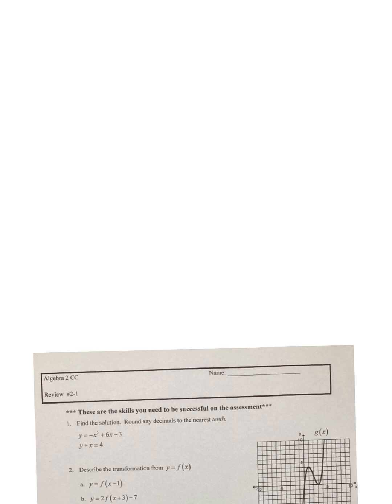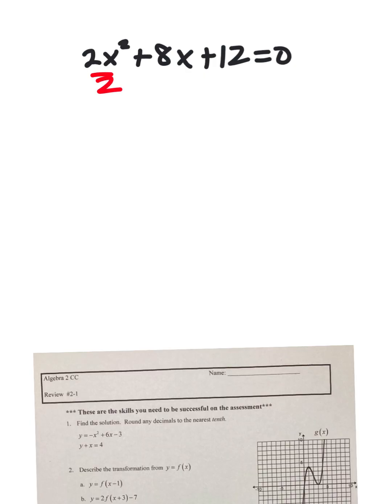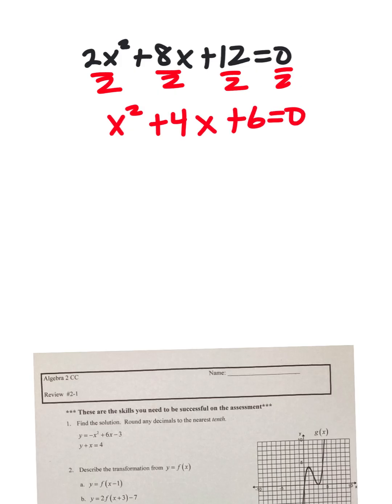All right, so we have 2x squared plus 8x plus 12 is equal to 0. So what I'm going to do is complete the square. The first thing is we have to have a leading coefficient of 1, so I'm going to divide everything by 2. It doesn't mean you have to complete the square. You could use the quadratic formula. But this is a nice problem to complete the square. The next thing you have to do when you complete the square is you have to minus the 6. So you get x squared plus 4x equals negative 6.